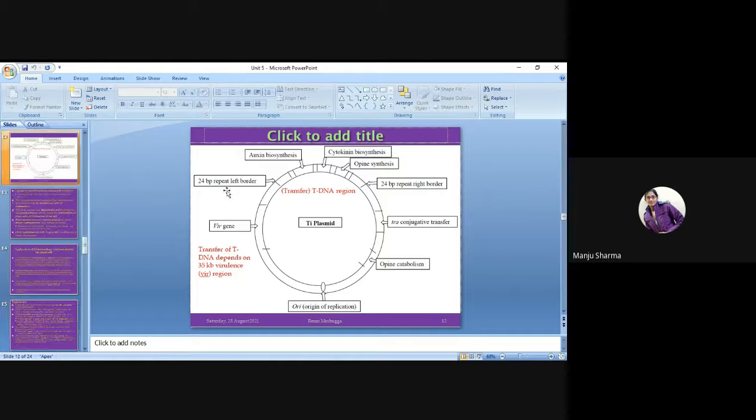So here is the Ti plasmid. First is the origin of replication, then transfer of T-DNA, which depends on the 35 kb virulence or vir region. Here are auxin biosynthesis, the 24 base pair repeat left border, cytokinin biosynthesis, opine synthesis, and the 24 base pair repeat right border.